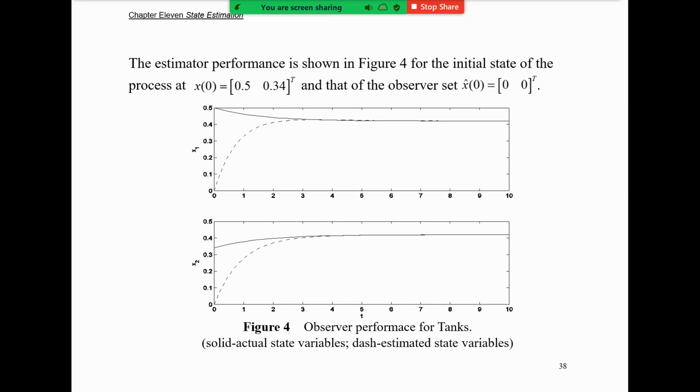I think the solution to the observer design is quite simple. It's just a pole placement problem.